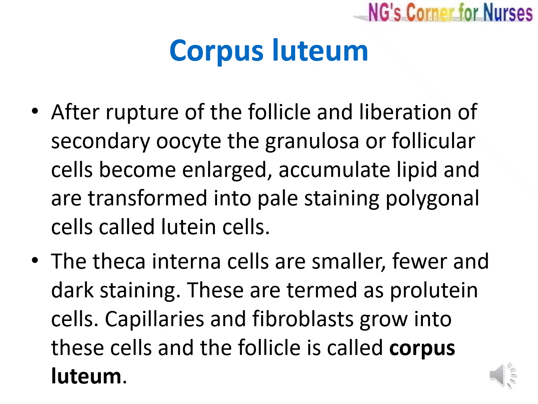Next, coming to the corpus luteum. After rupture of the follicle and the liberation of secondary oocyte, the granulosa or follicular cells become enlarged, accumulate lipid and are transformed into pale staining polygonal cells which are called lutein cells. And the theca interna cells are smaller, fewer and dark staining, and these are termed as paralutein cells, and capillaries and fibroblasts grow into these cells and the follicle is called corpus luteum.